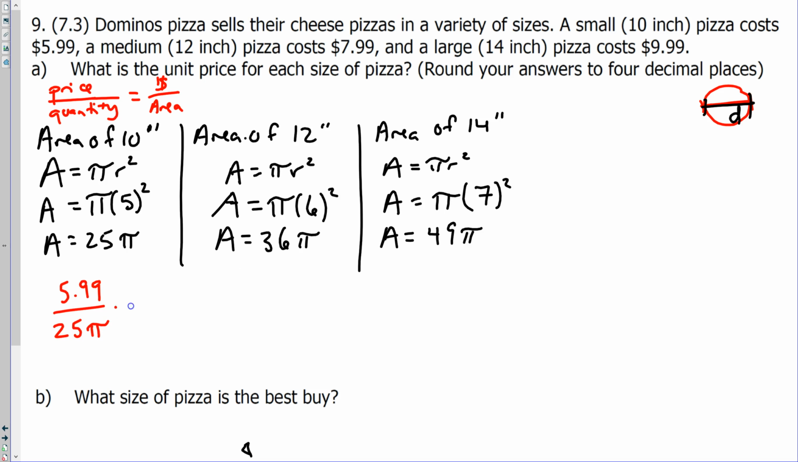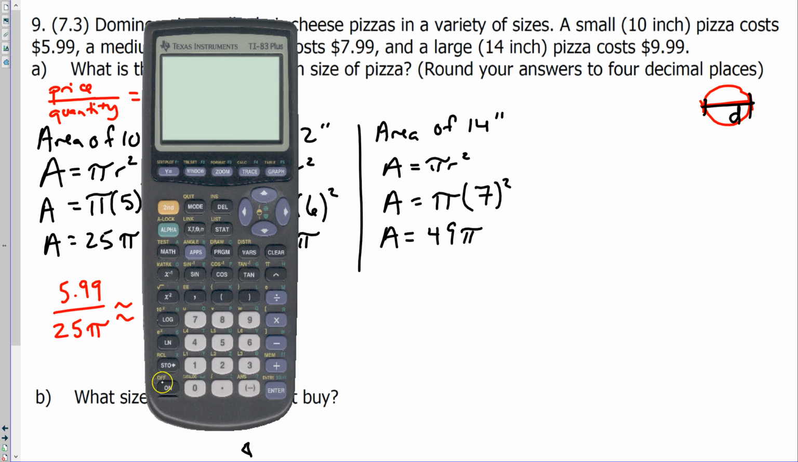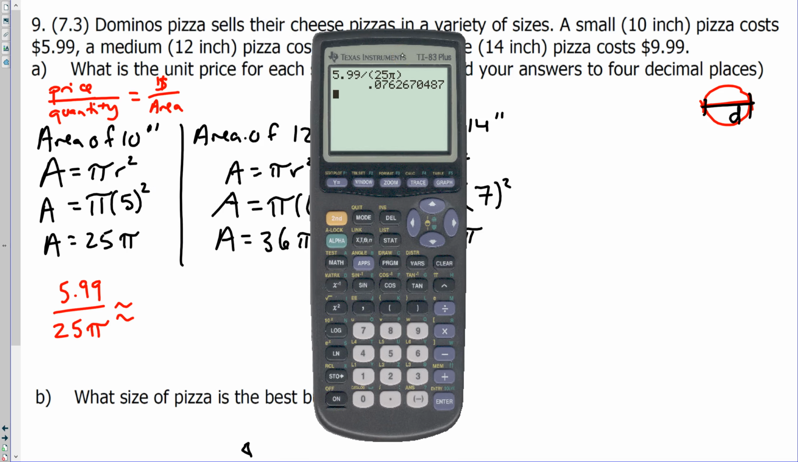We'll get a decimal number here, and that's why it says round to 4 decimal places, because sometimes it's really hard to tell the difference between unit prices if you don't go to enough decimal places. So actually, let me do this one right now. In my calculator, how I would type that in is I would type in my price, 5.99, divided by, and because I have two values, 25 and pi, I definitely want to put those in parentheses for our denominator. And when you use pi, use the pi key. It's way more exact than 3.14. So there's my decimal, 0.0763.